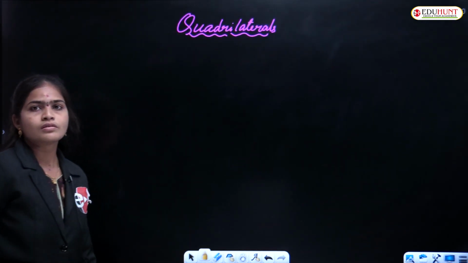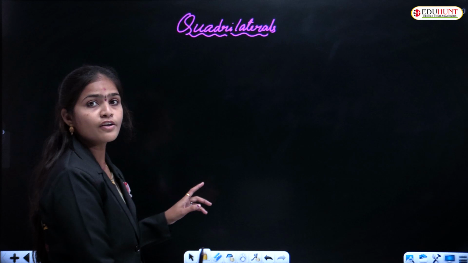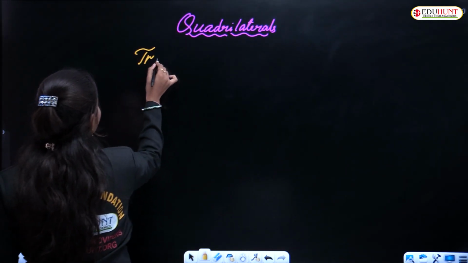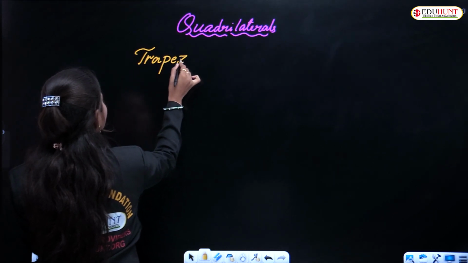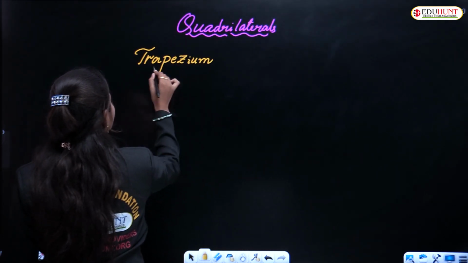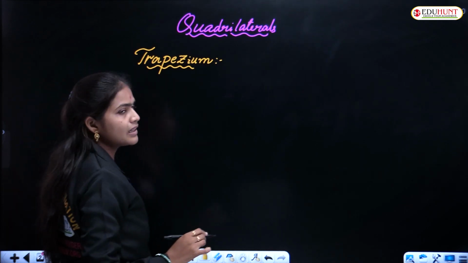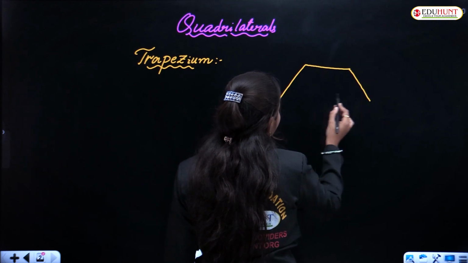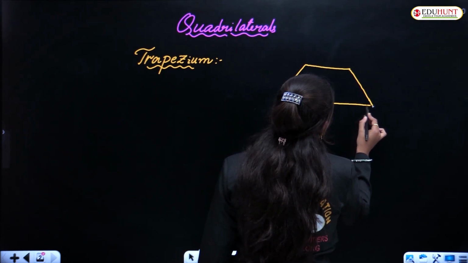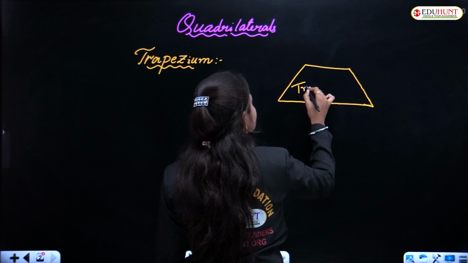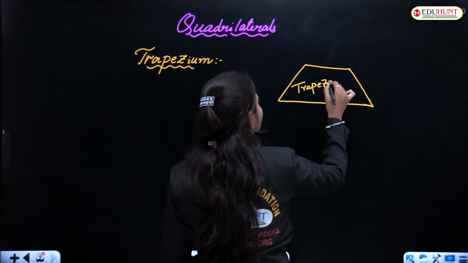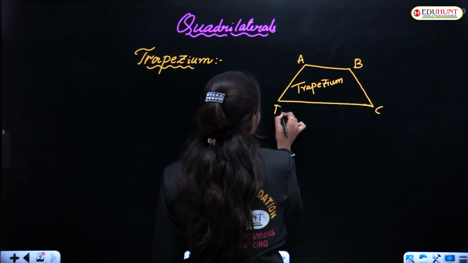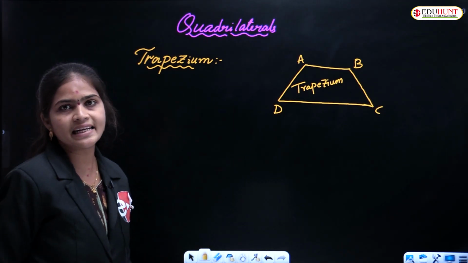So children, see here in the quadrilaterals, the first type, what is that? Trapezium only, no? So now we are going to discuss the trapezium. First we have to draw the diagram of the trapezium. So this is the trapezium. We will call this one ABCD trapezium.